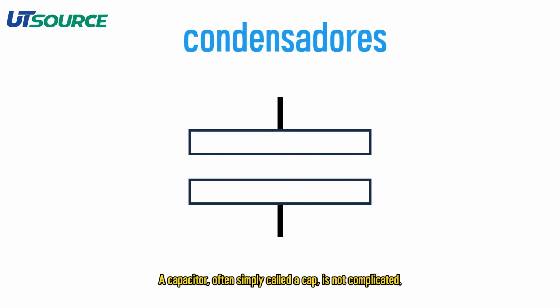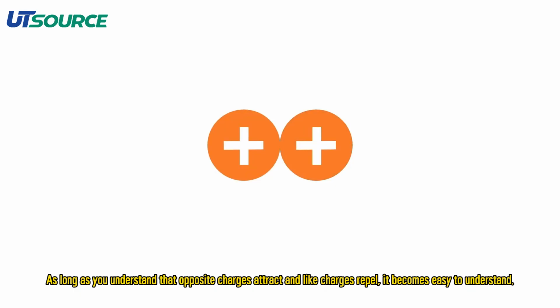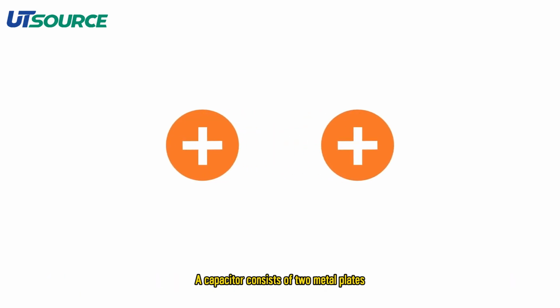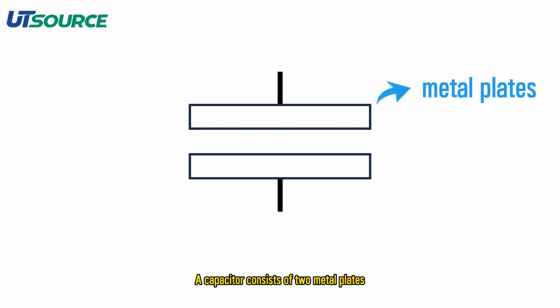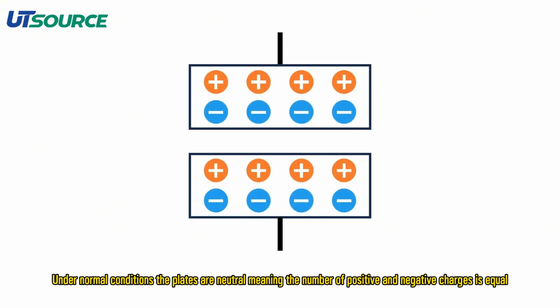A capacitor, often simply called a cap, is not complicated. As long as you understand that opposite charges attract and like charges repel, it becomes easy to understand. A capacitor consists of two metal plates. Under normal conditions, the plates are neutral, meaning the number of positive and negative charges is equal.